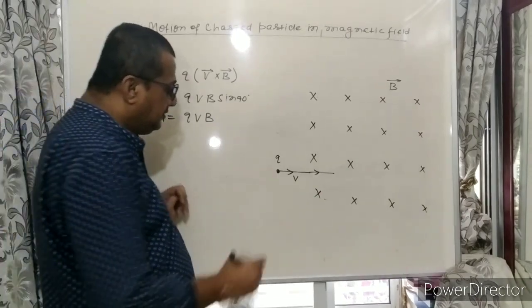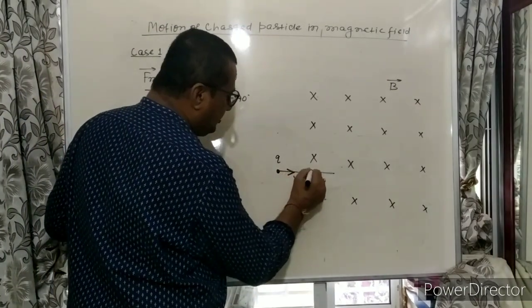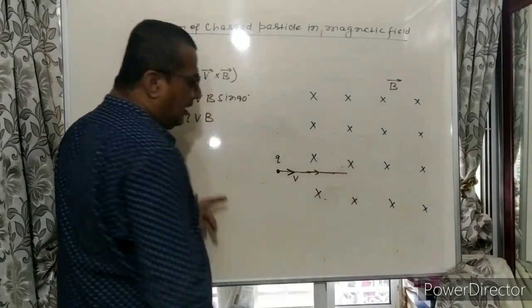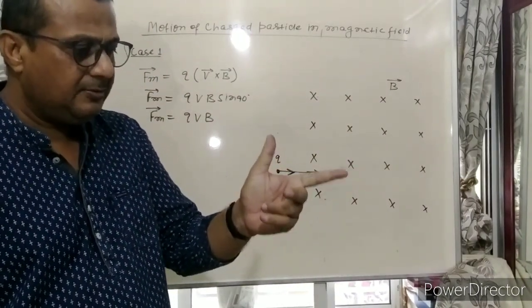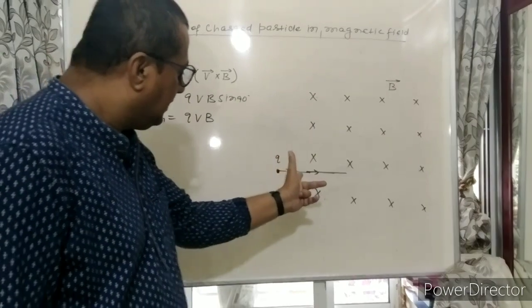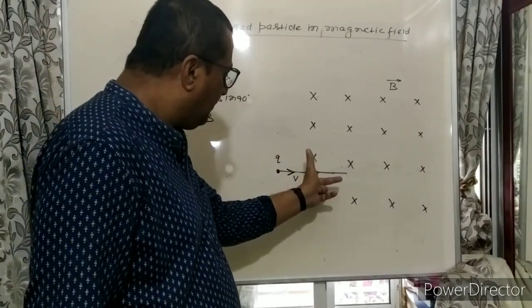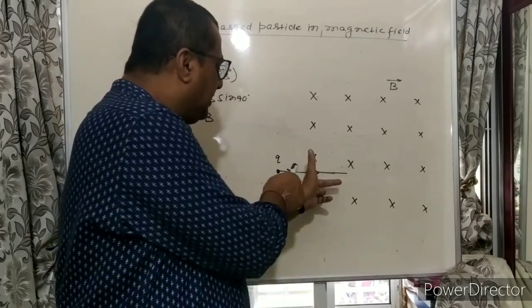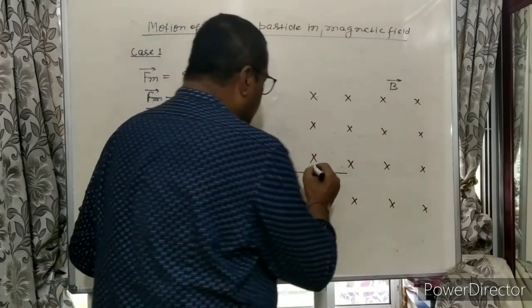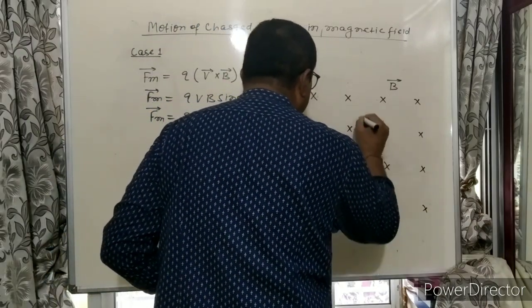Now, this is the direction of velocity, and we are using Fleming's left hand rule for the magnetic Lorentz force. This is the direction of magnetic field. This is the direction of velocity. Then certainly this is the direction of force. So it will move like that.